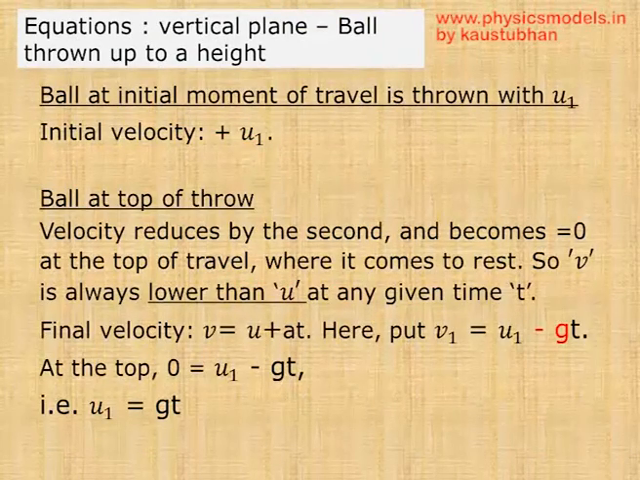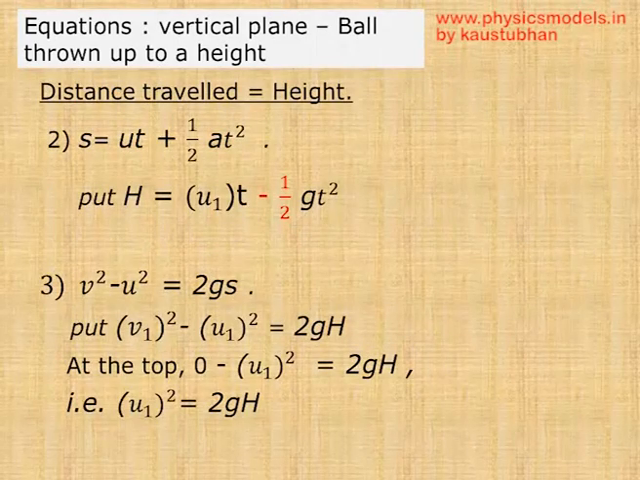So v equal to u plus at simply becomes 0 equal to u1 plus at, because the final velocity is 0 here. That's the important thing to imagine in these kind of problems. Therefore 0 becomes u1 minus g into t, therefore u1 equal to gt. So we simply substitute minus g for a. The second equation, s equal to ut plus half at squared, becomes h equal to u1 into t minus half g into t squared, because it's going upwards.